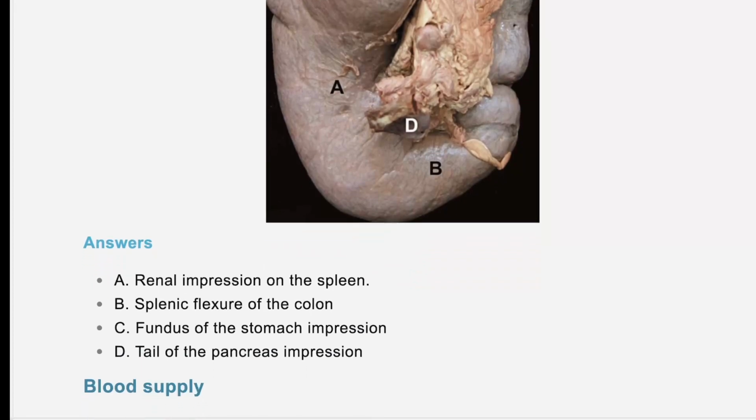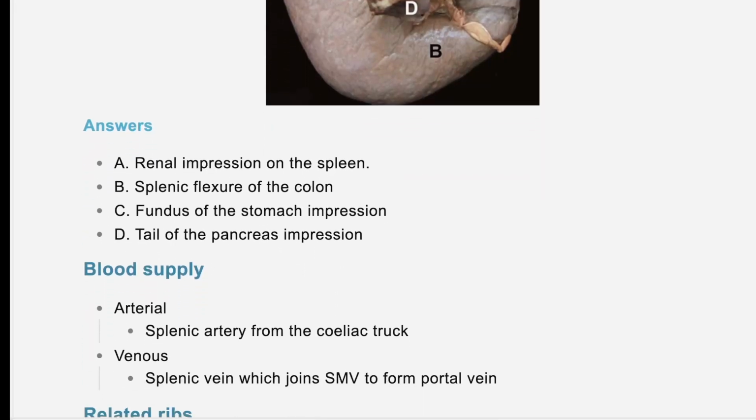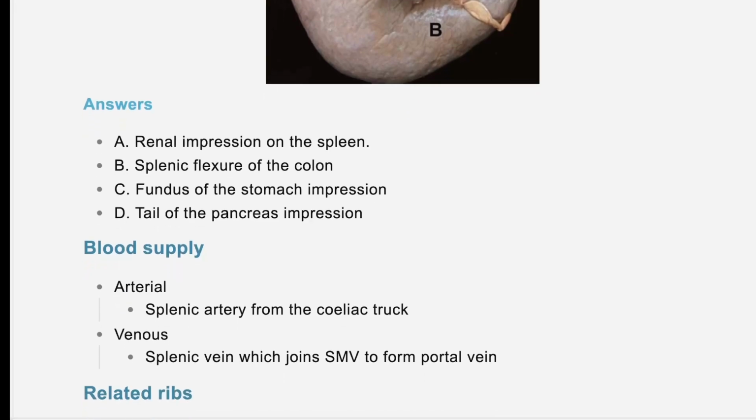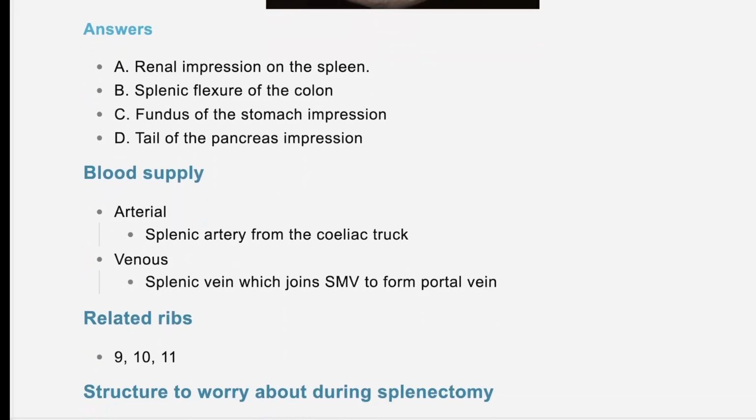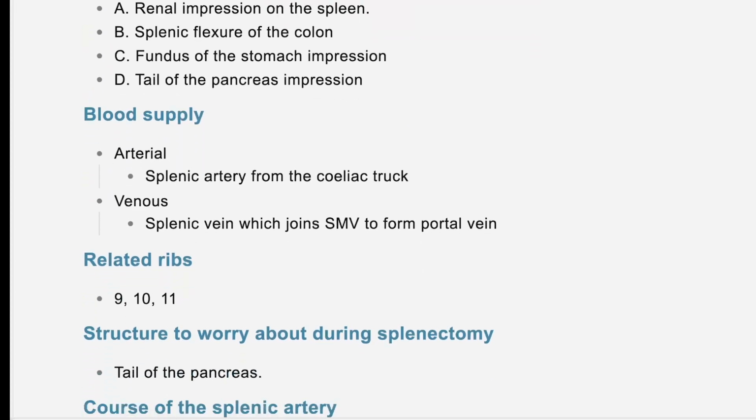What is the blood supply of the spleen? The arterial blood supply will be through the splenic artery, which is a branch from the celiac trunk and will enter through the hilum of the spleen, and the venous drainage will go through the splenic vein into the portal vein at the end. The related ribs are 9, 10, 11. Structures to worry about during splenectomy include the tail of the pancreas.